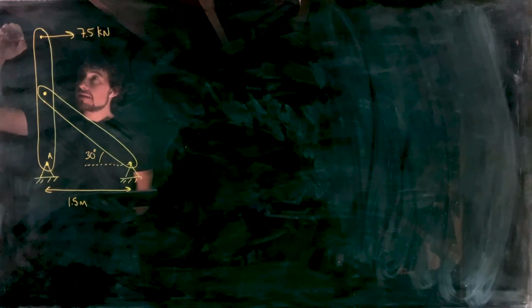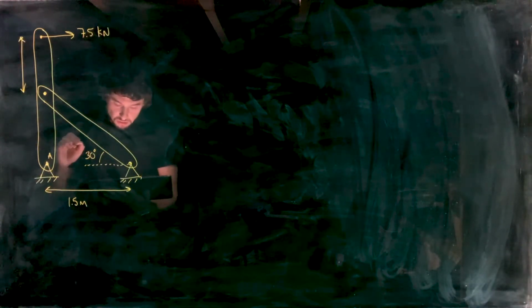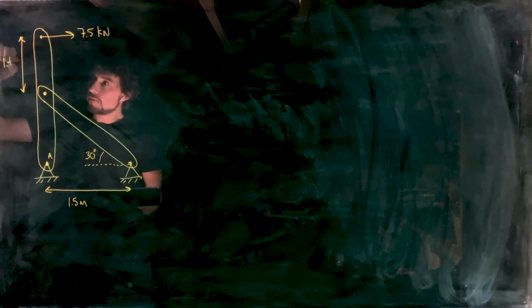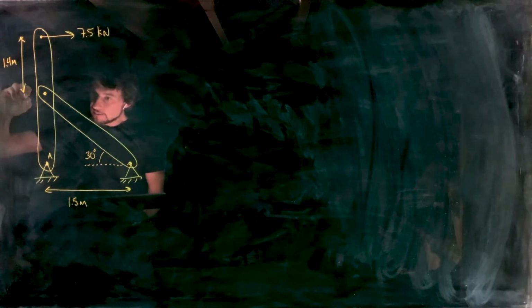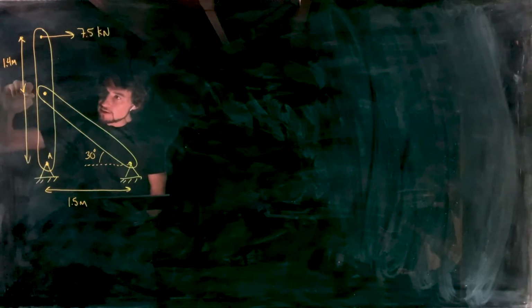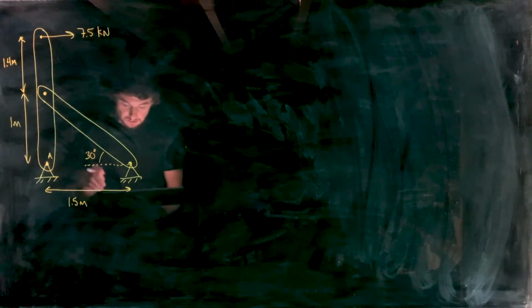And this point down here is labeled as point A, and there are some dimensions given. So the distance between those two pin supports is 1.5 meters. And the distance from the point of load application to that pin joint there is 1.4 meters. And then this length here is 1 meter.